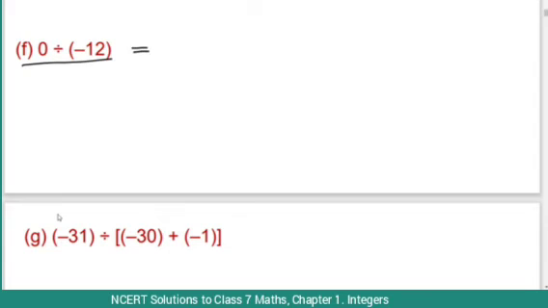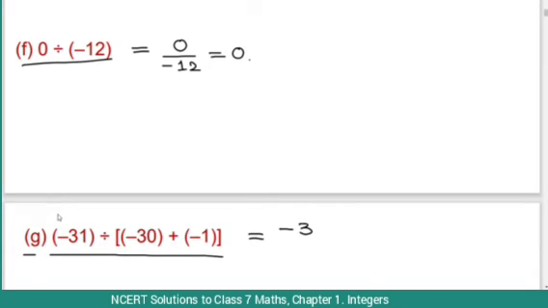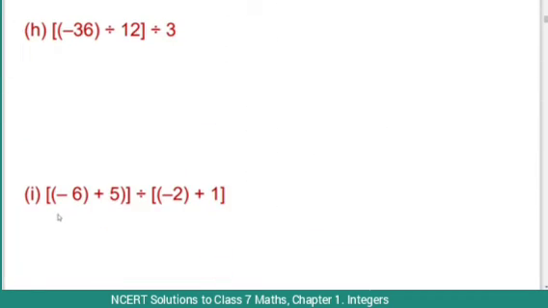F, 0 by -12. So 0 by anything is 0 only. G, -31 divided by -30 plus of -1. So it becomes -31 divided by -30 minus 1, which is -31. 31 ones are 31, and minus minus also get cancelled. Answer is 1.